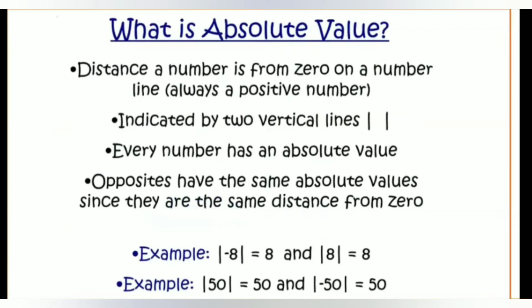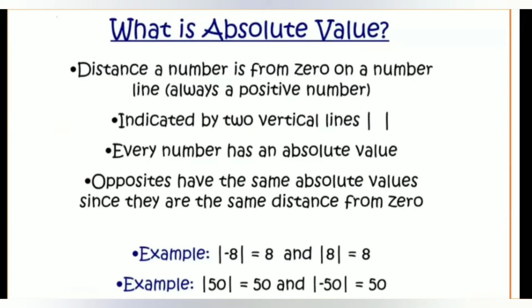Let's also talk about absolute value. It is the distance a number is from zero on a number line. So it's always a positive number because we are talking about distance. It will always be positive. It's indicated by two vertical lines. Every number has an absolute value. So opposites have the same absolute values since they are the same distance from zero.